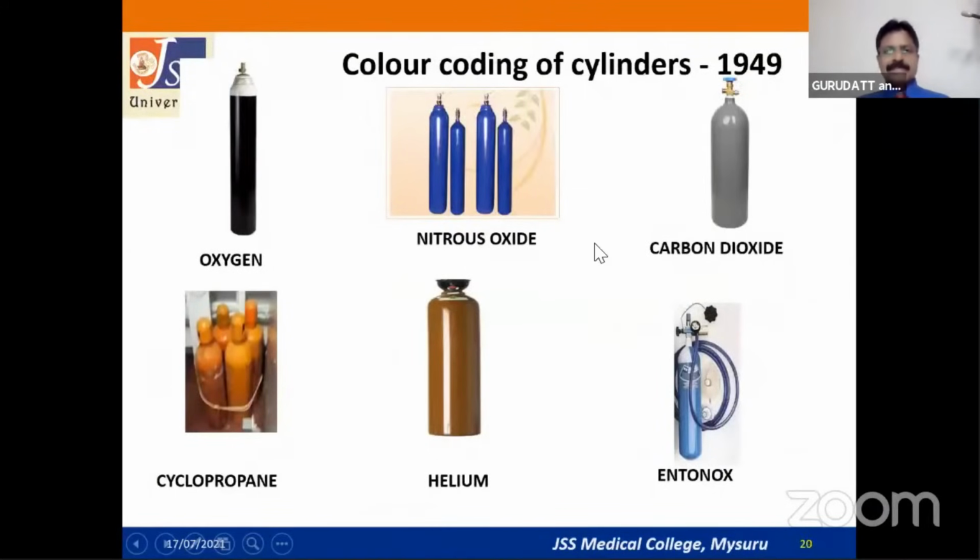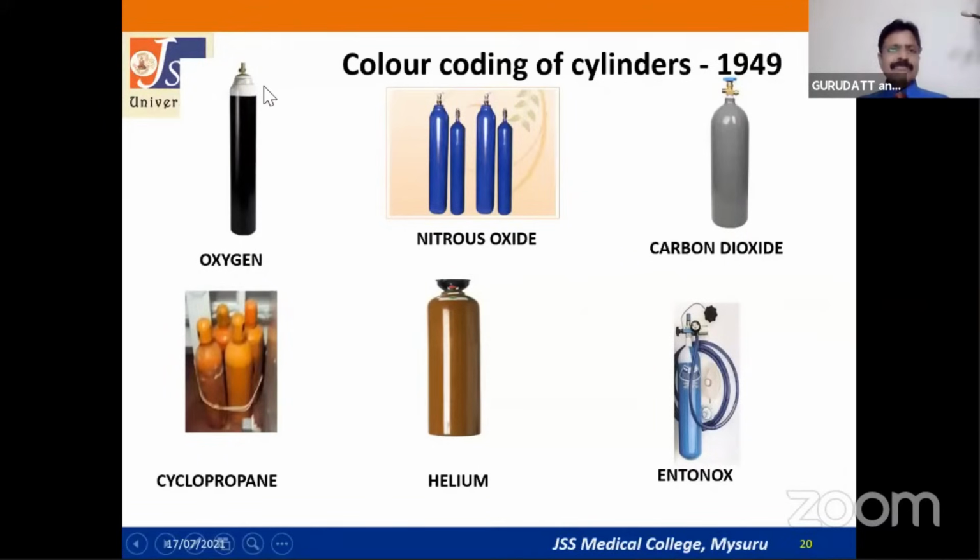Coming to another safety feature of the cylinders, that is the color coding of the cylinders, which was introduced in 1949. For this particular color coding, both the cylinder body and the shoulders were color coded.